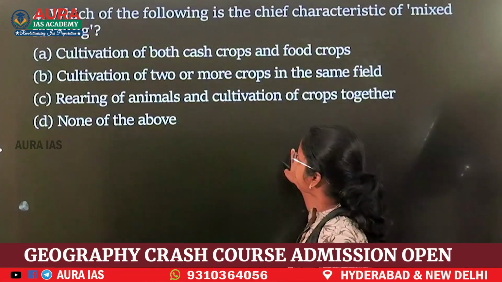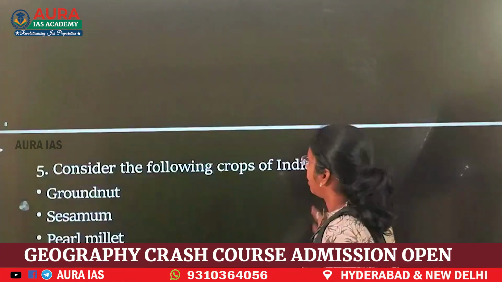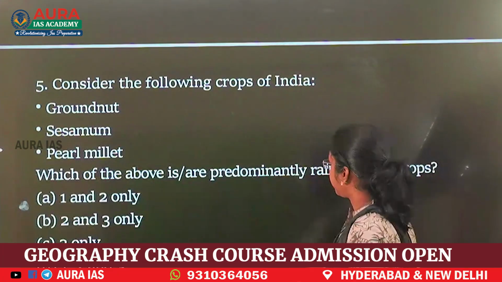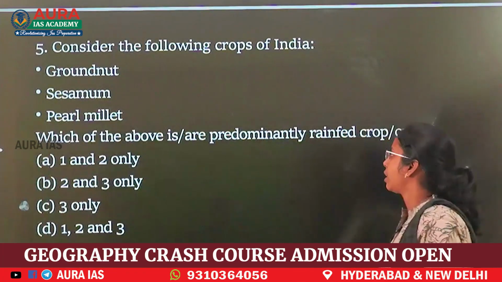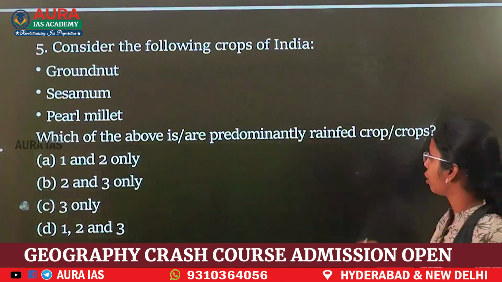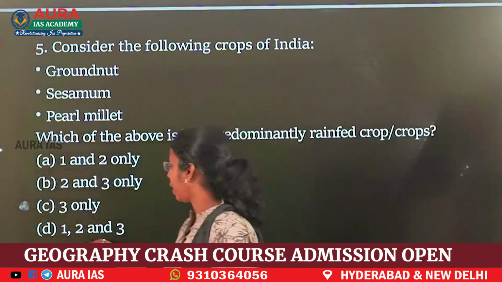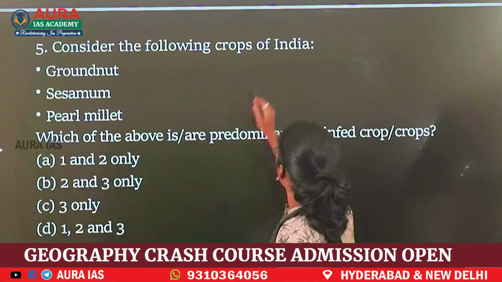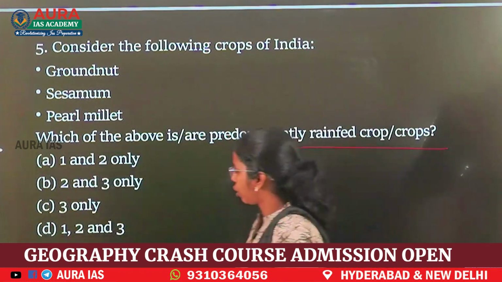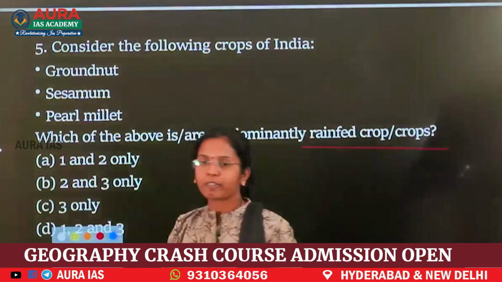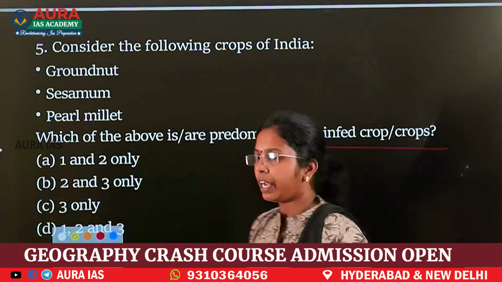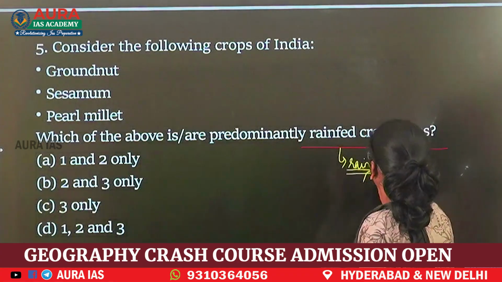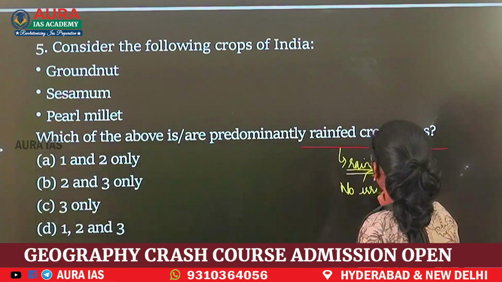Next question. Consider the following crops of India: groundnut, sesame, pearl millet. Which of the above are predominantly rain-fed crops? 1 and 2, 2 and 3, 3, 1, 2, 3. Now, rain-fed crops. What are rain-fed crops? Crops which are dependent completely on rain without irrigation. They are dependent completely on rains. No irrigation.